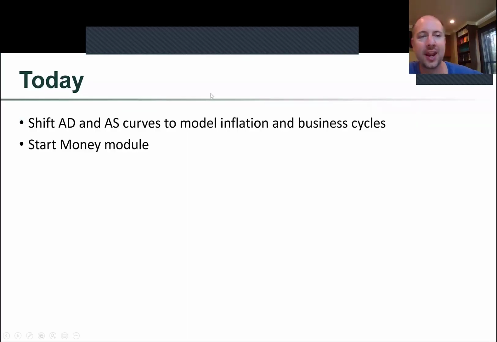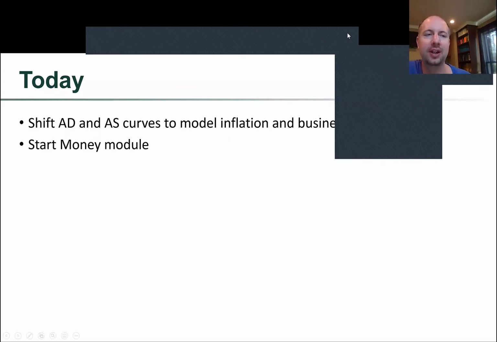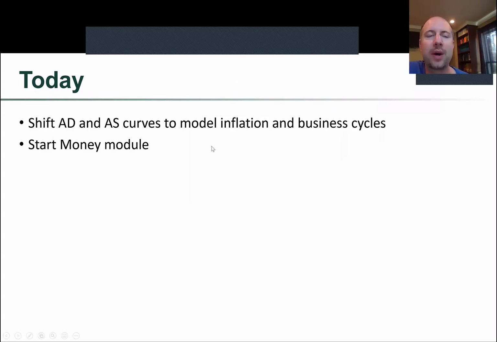I think we have a good lecture today. What we're going to do is finish up our aggregate demand, aggregate supply module, and show how we can shift them and how we're able to model things like inflation and business cycles. Then we're going to start our next module, which is money, which I think is a fun one. So let's go ahead and get started.